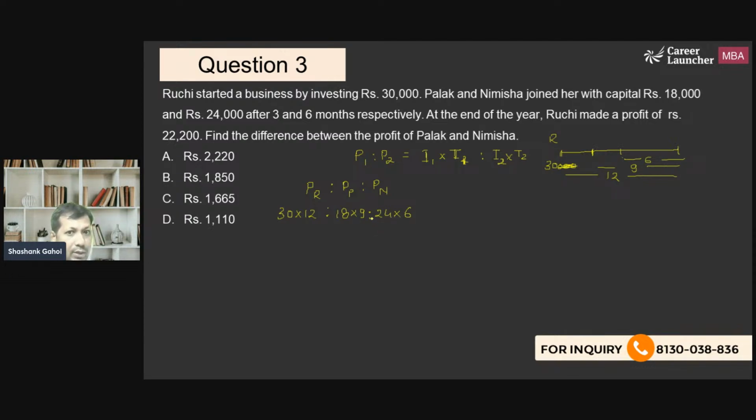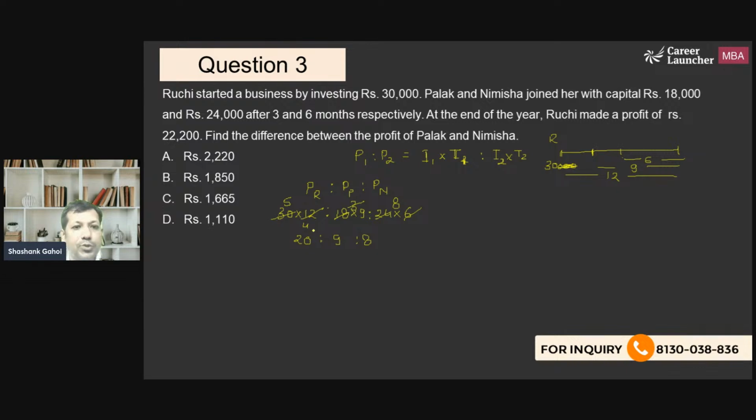अगर हम बात करें at the end of, okay, so 18 nines are, okay, so I can cancel everything out by 6. Okay, can I cancel it by 3? Yes, so 3 is cancelled. This is going to be 8, this is going to be 4. So how much Ruchi is getting? 20. Okay, how much Palak is getting? 9. How much Nimisha is getting? That is 8.